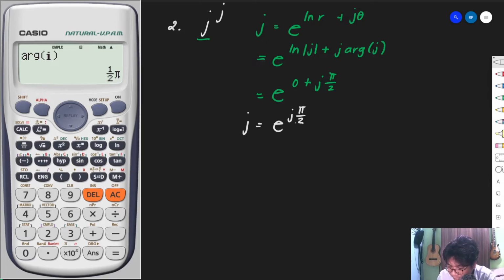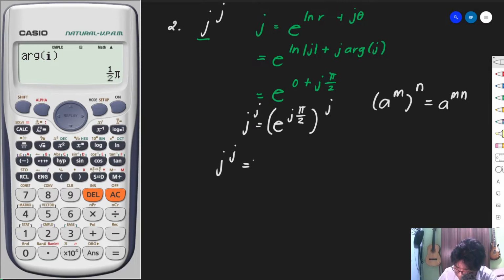Okay? So, since we have gotten its exponential form, we can now bring back the exponent. The same goes here, of course, we will bring it back on the other side. So, we know, going back again to the rules of exponent, a raised to m raised to n is equivalent to a raised to mn, multiplication. So, we have, therefore, j raised to j is equivalent to e raised to j times j pi over 2. And we know that j times j, or j squared, is equivalent to negative 1. So, therefore, j raised to j is equivalent to e raised to negative pi over 2, or 1 over e raised to pi over 2.